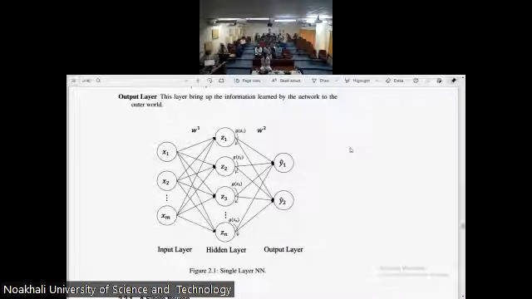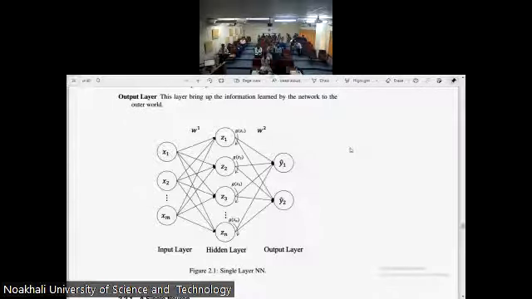The input layer takes input from the outside world and passes it to the inside layers; the input layer actually does nothing else. The hidden layer and output layer do all the computations, and the output layer returns the output to the outside world. This looks like an artificial neural network. I'm talking about a single hidden layer neural network. We cannot say this is a deep neural network; it's an artificial neural network.